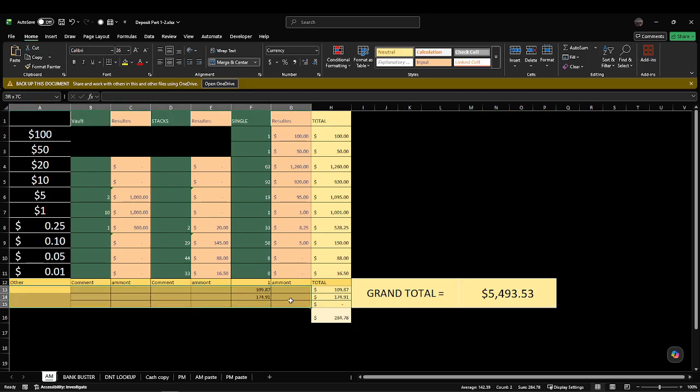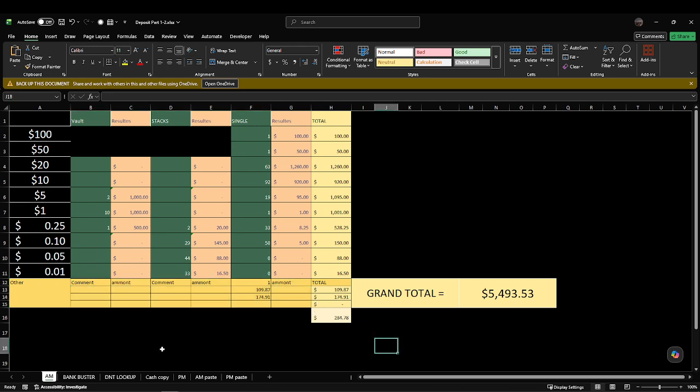This other section is mostly for checks, basically checks. And I can leave a comment if it's any more complicated than that.